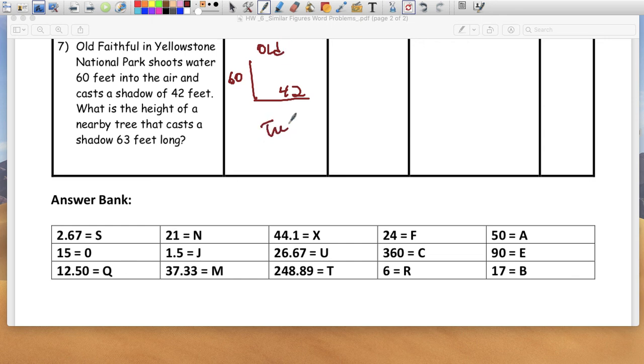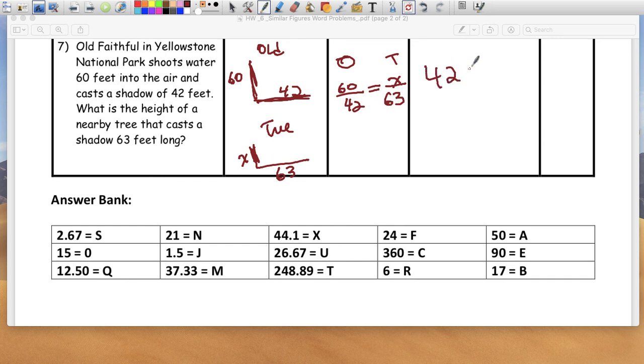And there's a tree here that has a shadow of 63 feet long, and we want to know the height of that tree, and we'll call that x. Let's call this the Old Faithful, and let's call this the tree. So for the Old Faithful, the height's 60 and the shadow is 42. And on the tree, what's the height of the tree? Because it has to match. So the 60 corresponds to x, and the 42, which is a shadow, corresponds to 63 here.